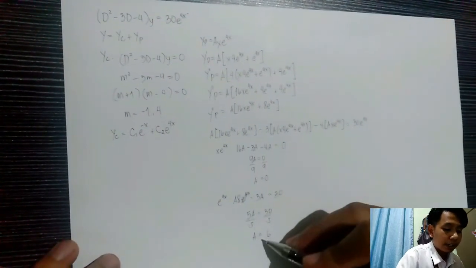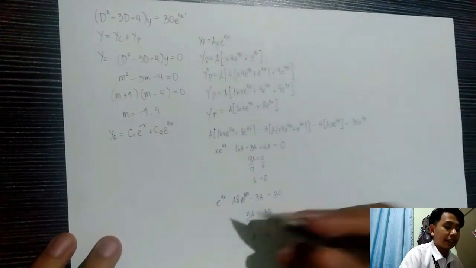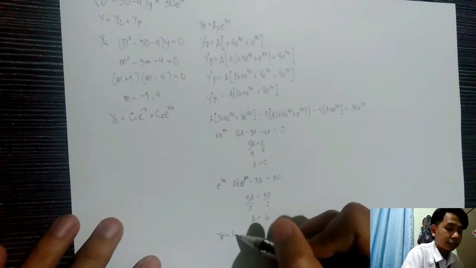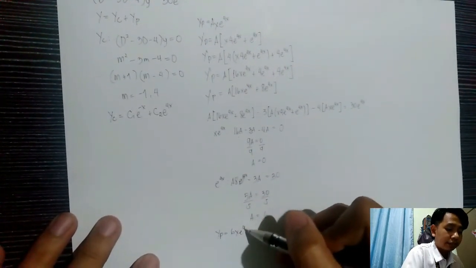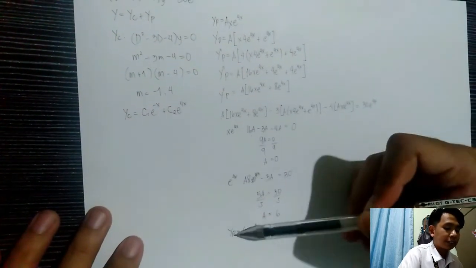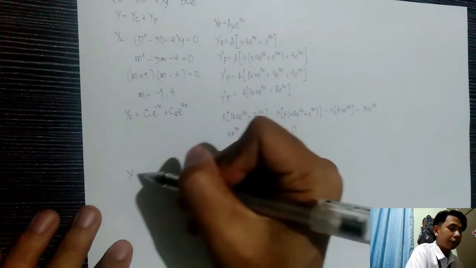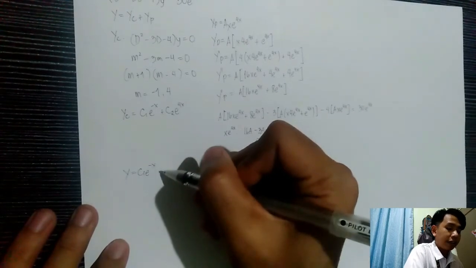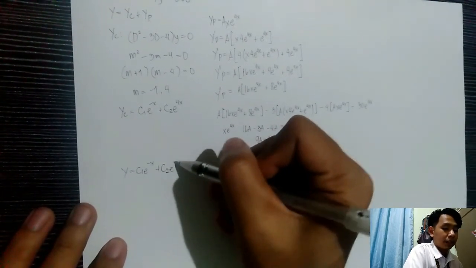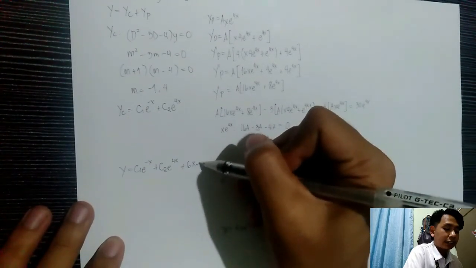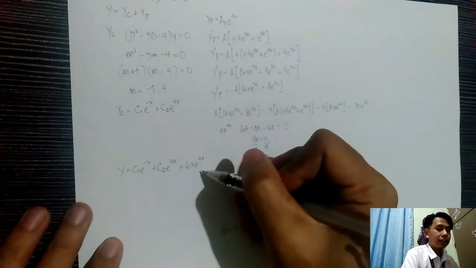So we now have the value of a. We can substitute it into our y sub p. So 6 x e raised to 4x. Then now, we have the values of y sub c and y sub p. We can get the general solution: C1 e raised to negative x plus C2 e raised to 4x, then positive 6 x e raised to 4x. And that's our final answer.